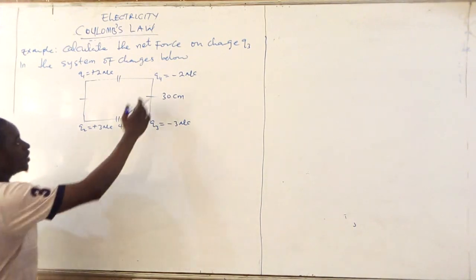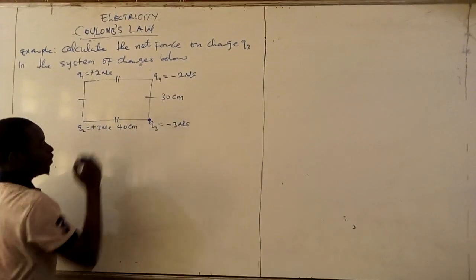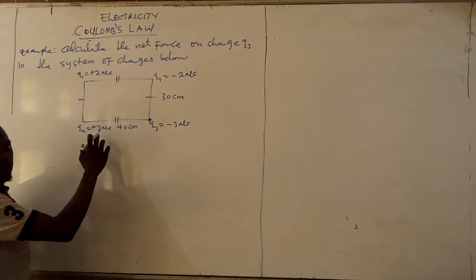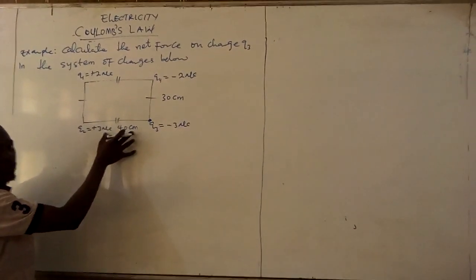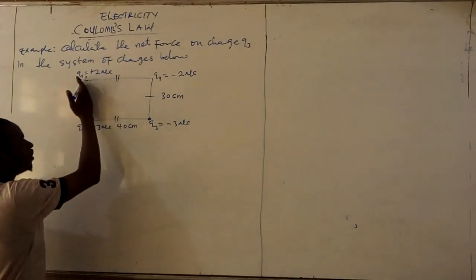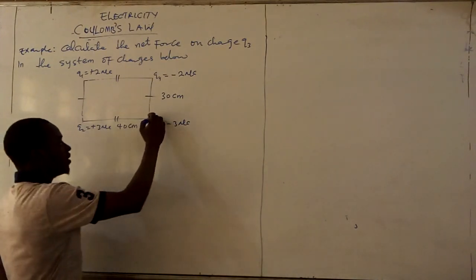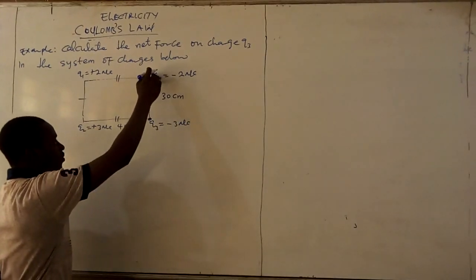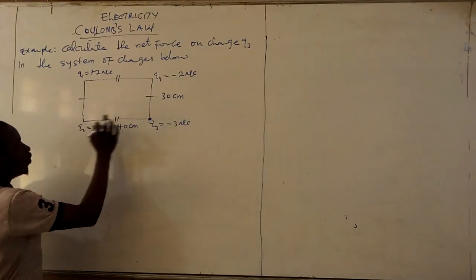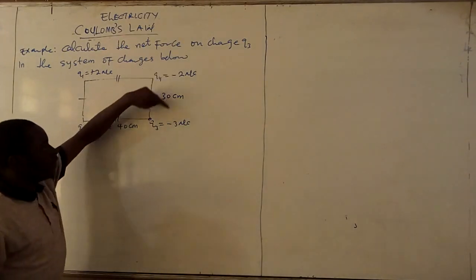So this time we have negative charge and negative charge. We have to calculate the net force with respect to Q1, Q2, and Q4. It means there will be a force of attraction or repulsion between Q3 and Q4, between Q3 and Q2, and also Q3 and Q1. But here there is a negative and a negative charge.